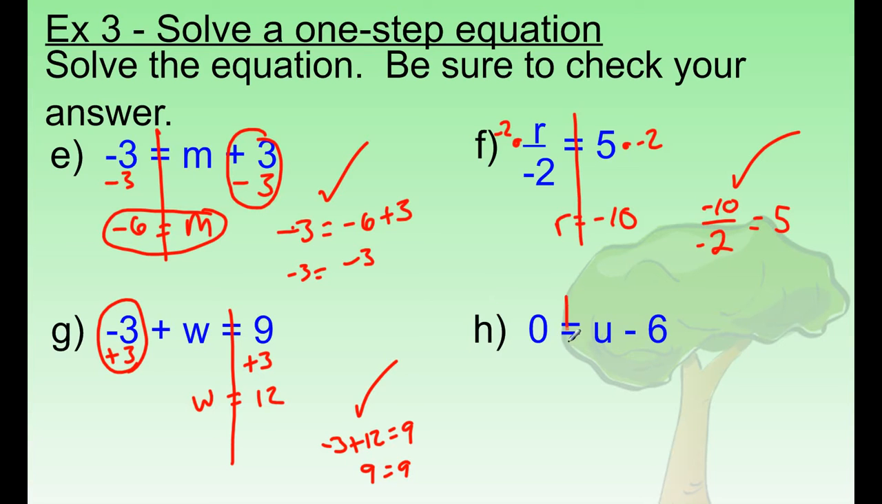Letter H. My variable is being subtracted by 6. So we add 6. The way I think about it, this 6 is negative. I use a positive. See? Negative 6, positive 6. Negative 3, positive 3. Positive 3, negative 3. Here, we actually use the same sign because this is a division. With the division and the multiplication, you do want to use the same sign. These cancel. U equals 6.